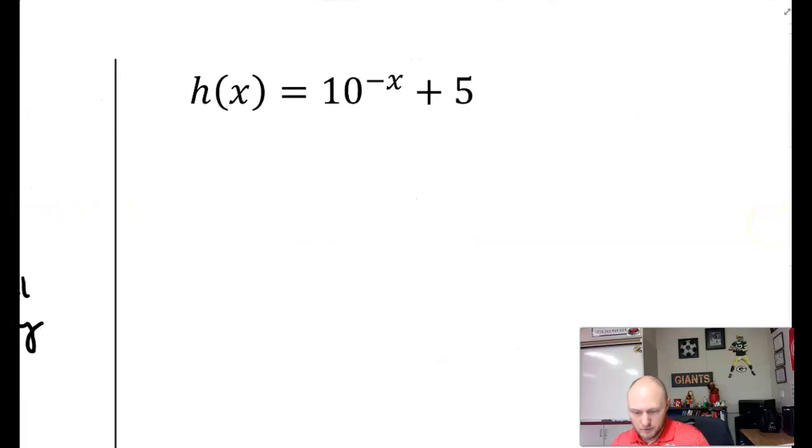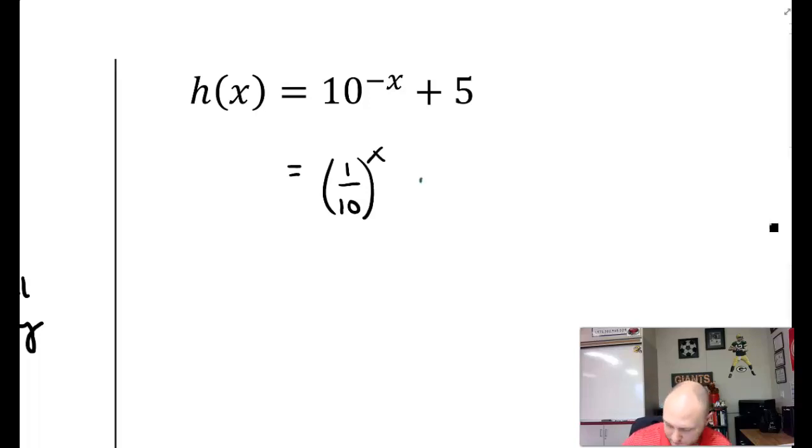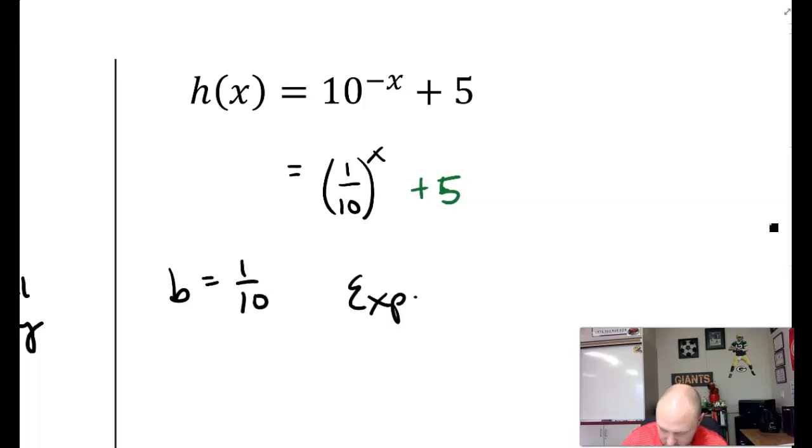Here's our third example. We have 10 to the power of negative x. Our base really here is 1/10. If I go ahead and apply that negative exponent property, so now I have 1/10 to the power of x plus 5. There is your k value. Here the base is 1/10. That is exponential decay.